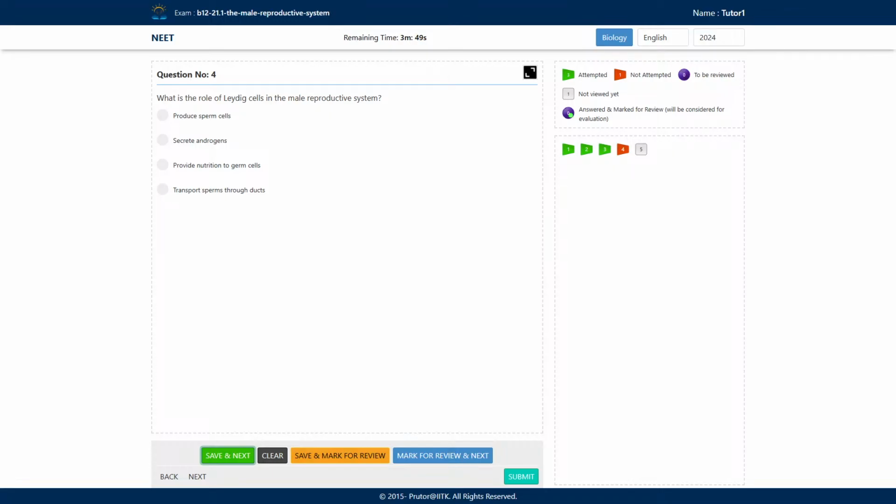So let's have a look at the answer here. Answer will be option number B. They secrete androgens. So Leydig cells secrete male hormones or androgens, which is testosterone.